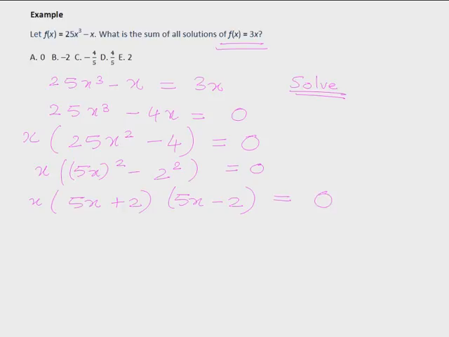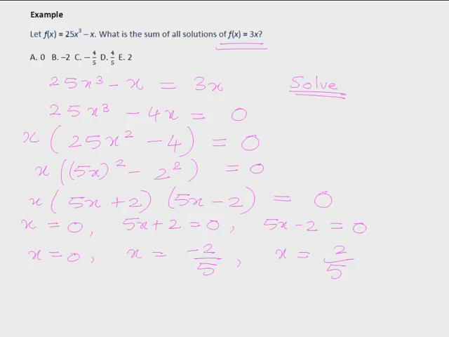So now I can solve. How many solutions do you think I'll get? Well, I have three factors: x, 5x plus 2 and 5x minus 2. A product of factors being 0 means one of the factors must be 0. So either x is 0, or 5x plus 2 is 0, or 5x minus 2 is 0. This gives me x equal to 0, x equal to minus 2 by 5, and x equal to 2 by 5. So my three possible solutions are 0, minus 2 by 5 and 2 by 5.